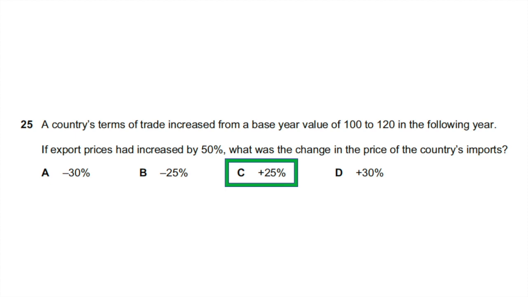To solve this, set the numerator equal to 150 and the denominator to X. Multiply that result by 100 and set it equal to 120. Dividing both sides by 100 gives you 150 divided by X equals 1.2. Multiply both sides by X and you get 150 equals 1.2X. X equals 125, which means the index of import prices grew by 25%.